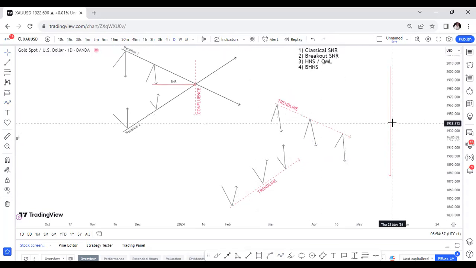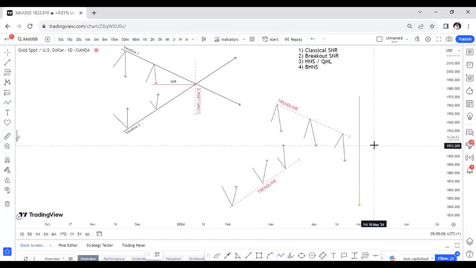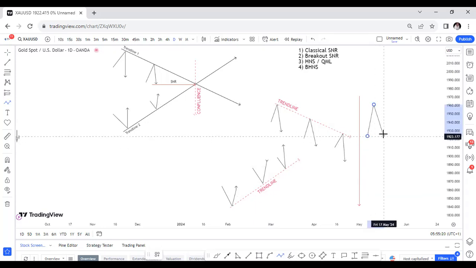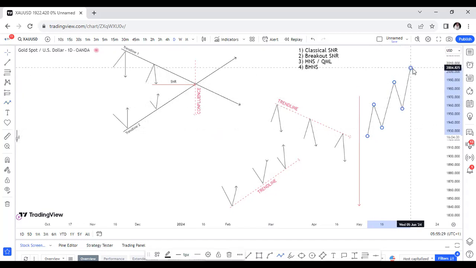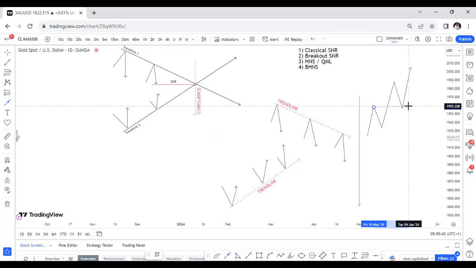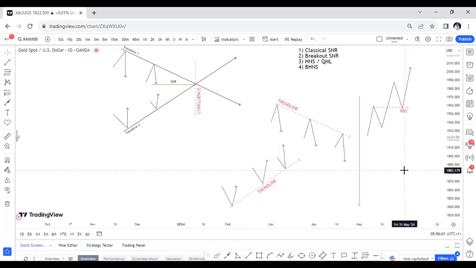Then we have the breakout. What do you mean by breakout? Breakout is when this resistance is being taken out, where the resistance becomes support. This is a breakout. So when resistance is broken, it becomes support. Resistance becomes support.